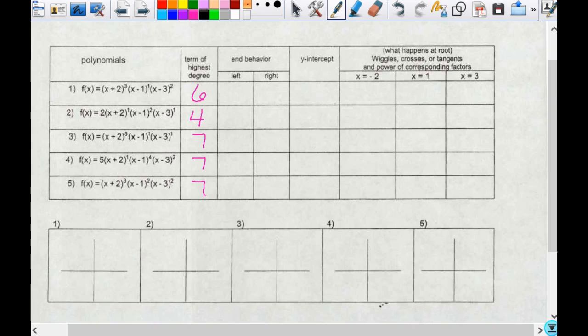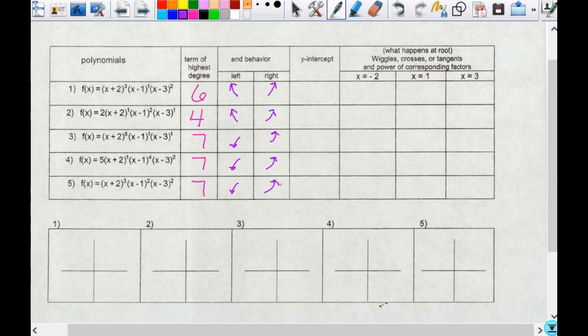So then let's talk about behavior. Do any of these have a negative coefficient? No. Okay. So we're just really looking at positive. I'm sorry, not positive, but even and odd. So if we have an even degree, then our end behavior looks like this, right? Which means that 4 has to also look like this. And then odd positive, think of a cubic, and it looks like this. So that's true for all of them because they're all 7 and they're all positive.